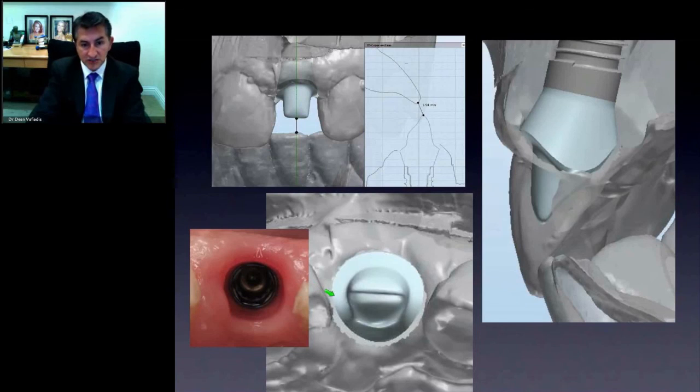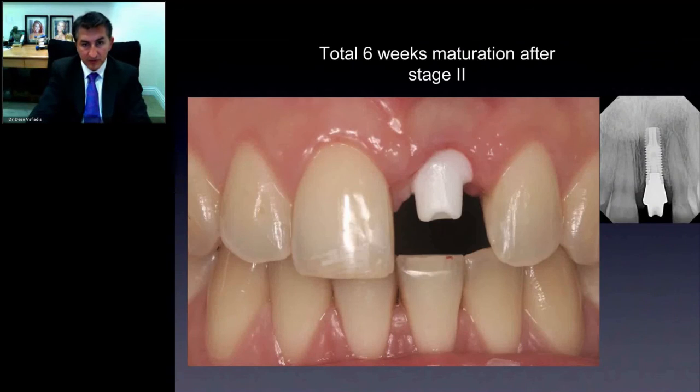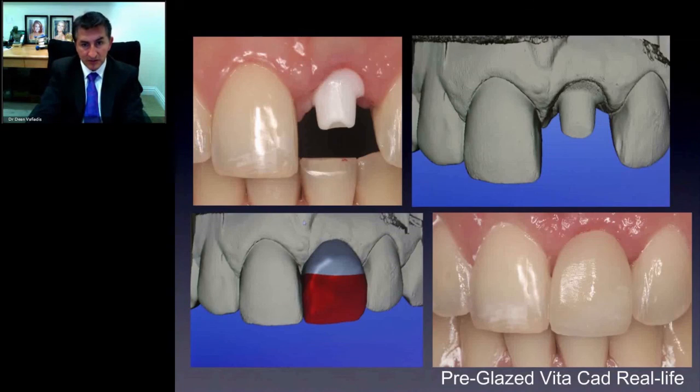One of the changes that I made in this restoration was I widened the platform here. We don't need a short platform. We like a wide platform to get good support for that ceramic. So a total of 6-week maturation after stage 2. You see the tissue is maintained at the same level of the natural dentition. And the radiograph here shows you that you're not going to be pushing out that emergence too far out into the bone level, which should maintain that tissue, and it did.